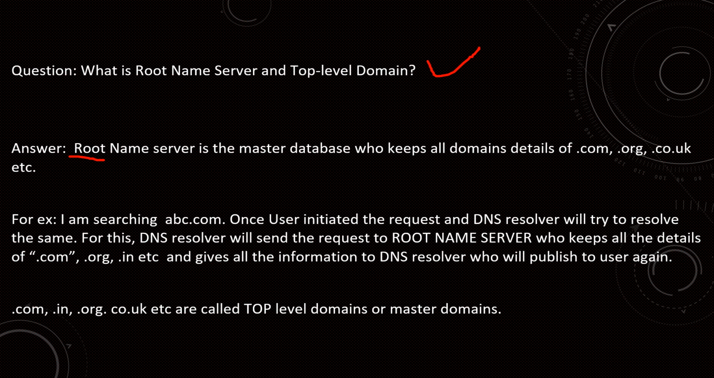For example, I'm searching ABC. Once the user initiates the request, the DNS resolver will try to resolve this. For this, the DNS resolver will send the request to the root name server, which keeps all the details of .com, right? And gives all the information to the DNS resolver, which will publish it to the user again. So .com, .in, .org, .co, .uk, .pk, all these, which are the top level domains, are called TLD or master domains.